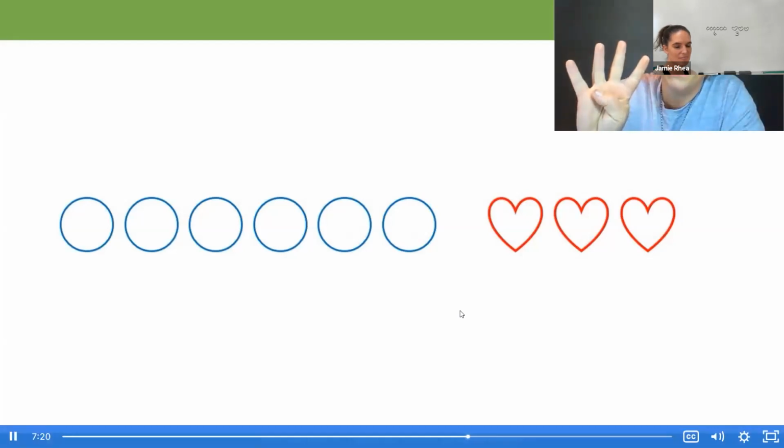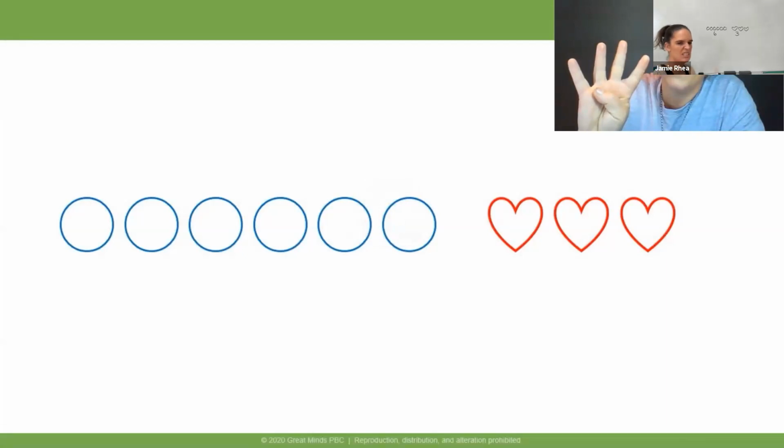4 number sentences. Okay, so let's think about all the 4 different ways that we can write these number sentences. Let's think back to our last video. Can we start with our circles? So let's start with our circles. We'll say we have 6 circles plus 3 hearts equals how many? That's right, I don't know what 6 plus 3 is. Well, we have strategies we can use. We can count on in our head. We can count the picture. We can count on using our fingers. We can draw dots. But since there's a picture already there, I'm not going to draw dots. I'm going to say 6, 7, 8, 9. So 6 plus 3 is 9.